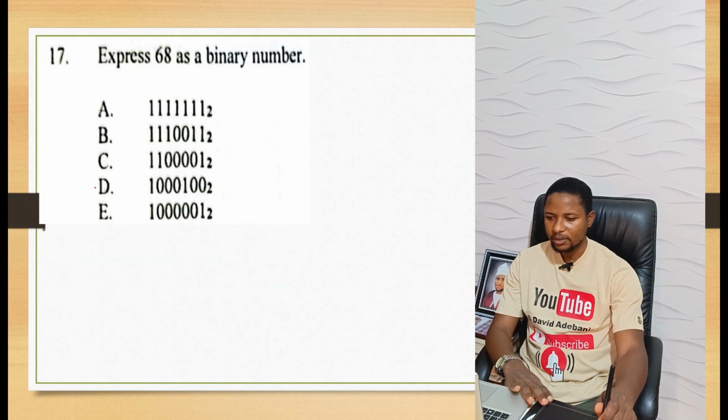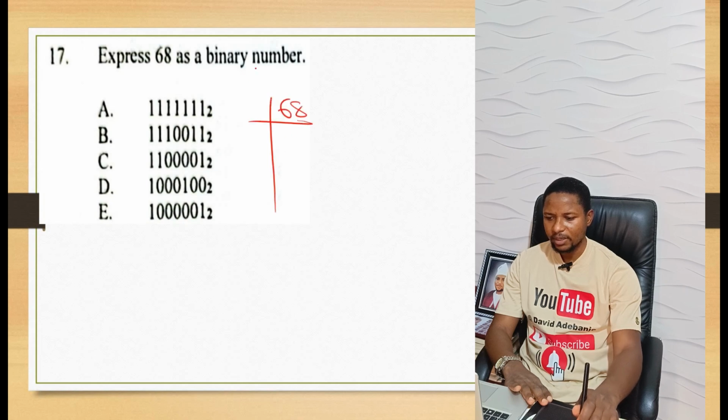Alright, 17. Express 68 as a binary number. So very simple. Just divide all through by 2, because binary is base 2. So 2 in 6, you have 3. 2 in 8, you have 4. So there is a remainder of 0. So I know the number will end with 0. So already we can say that is D.